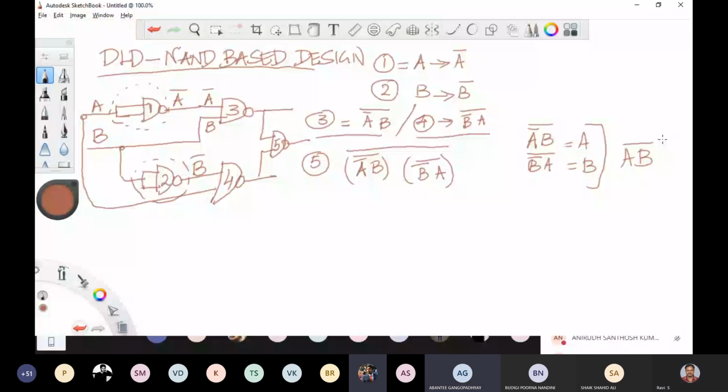Hello? Sir, could you please assume A bar, B bar, and the other one as X or Y, as X and Y, to avoid confusion? Okay, yeah. Let me put X, let me put Y. So X and Y.